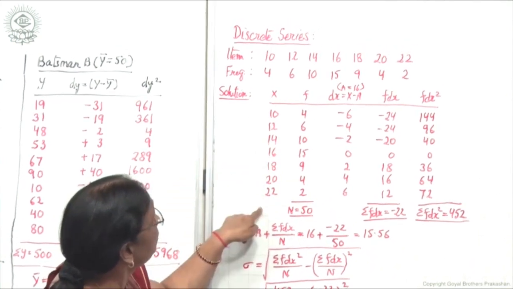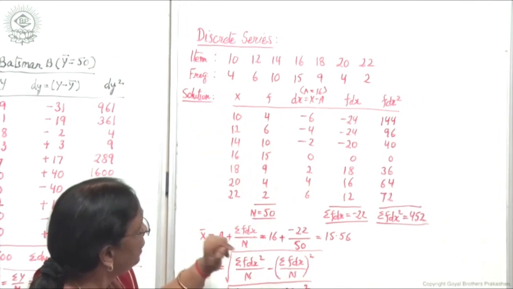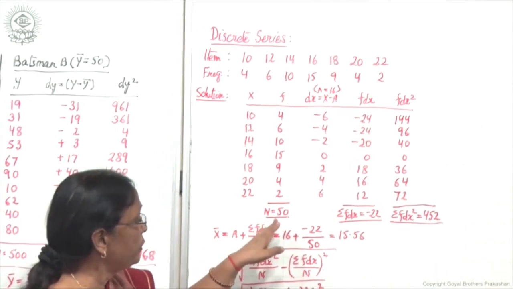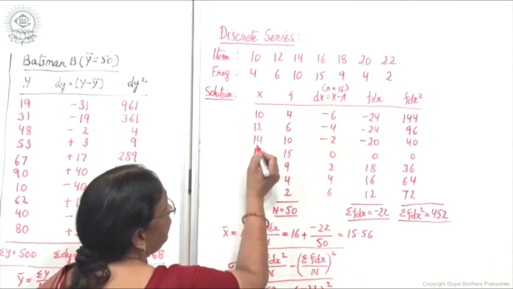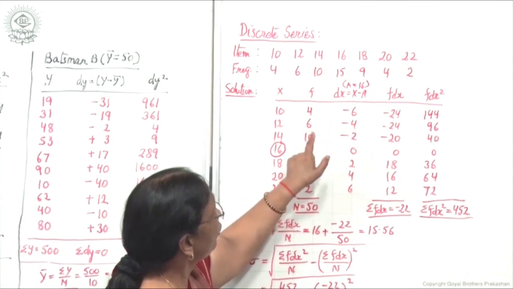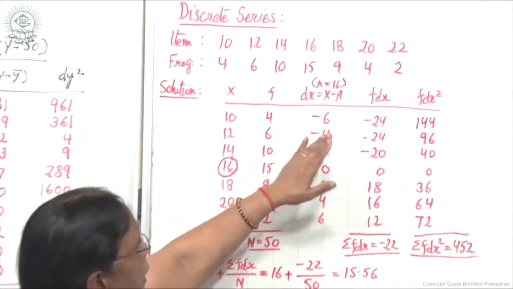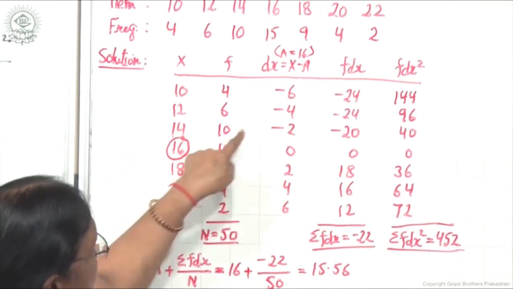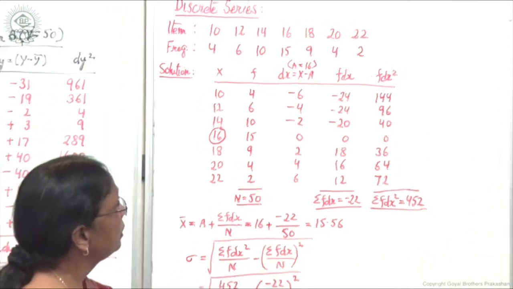Copy down the X column, that is item, and copy down the frequency in the same order, right? Do the total of the frequency column, that is N or sigma F is equal to 50. Now take the assumed mean. Here the assumed mean we have taken as 16. Take out the deviation from the assumed mean. dx is equal to x minus a, where A is the assumed mean. 10 minus 16 is minus 6. 12 minus 16 is minus 4. 14 minus 16 is minus 2. Like this you get the data.